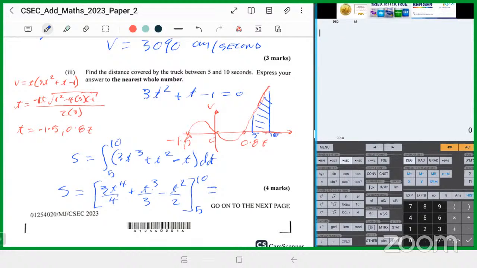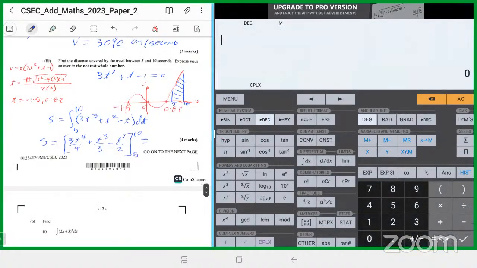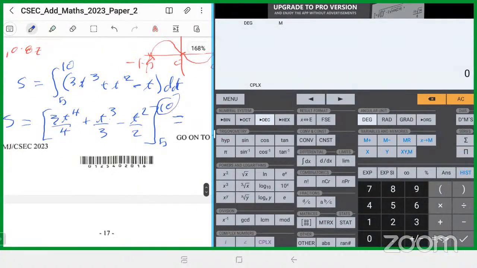So basically, I'm going to shift this over a bit and zoom this up. What we're going to be doing now is substituting the 10 into this whole thing for t, and then subtracting, and then substituting the 5 in it again. That's what we're going to be doing. And that's the one calculation because I don't have space to work. So it's going to be putting the 10 first.